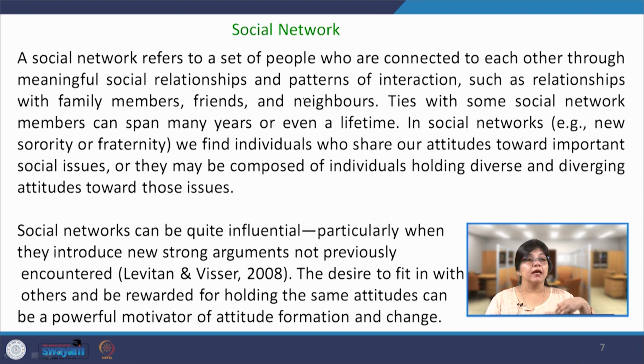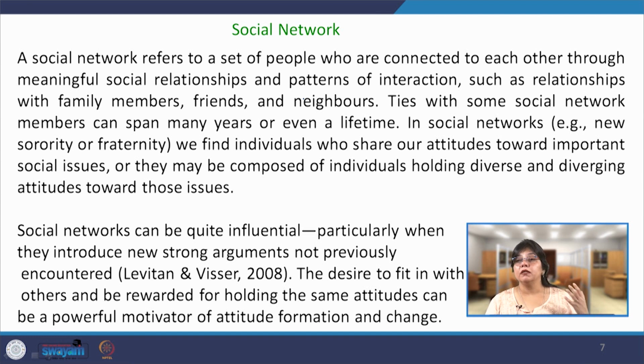So, one person can relate or associate with those kind of fraternity or sorority. Social networks can be quite influential, particularly when they introduce new strong arguments not previously encountered. We have our own belief system. Any social network that evolves and focuses on those issues, we also try to get connected to those groups, and those groups are proved to be more influential because they are not only diverse, but they also come up with some relevant issues and problems that any society or group of people would face and how it can be resolved.